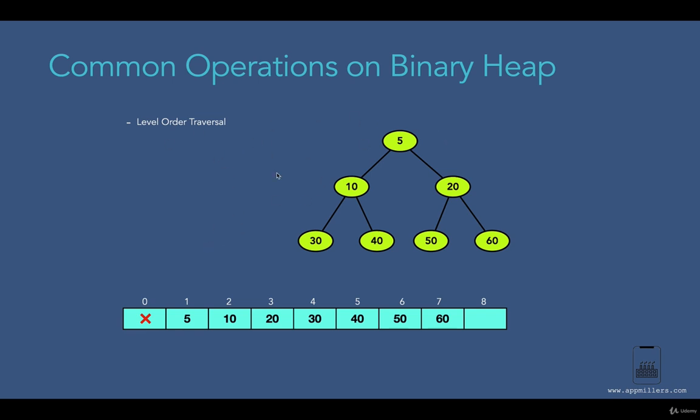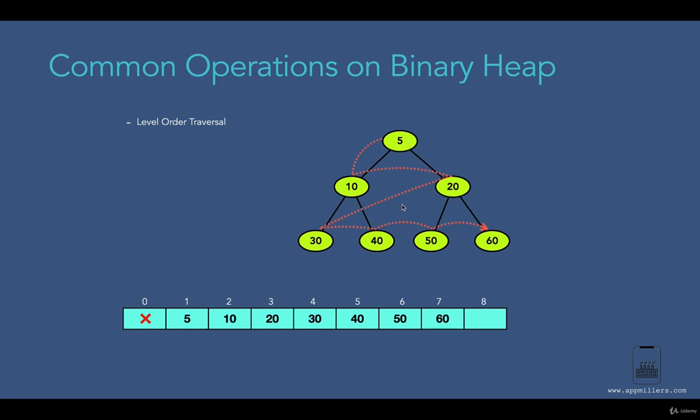Now, whenever we call level order traversal for this binary heap, it's going to be like this. First, we visit the first level, which is 5. Then we continue to the next level, where we have 10 and 20. Then we continue to the third level, where we have 30, 40, 50, and 60. As you can see, whenever we do level order traversal, each time we start from left to right.